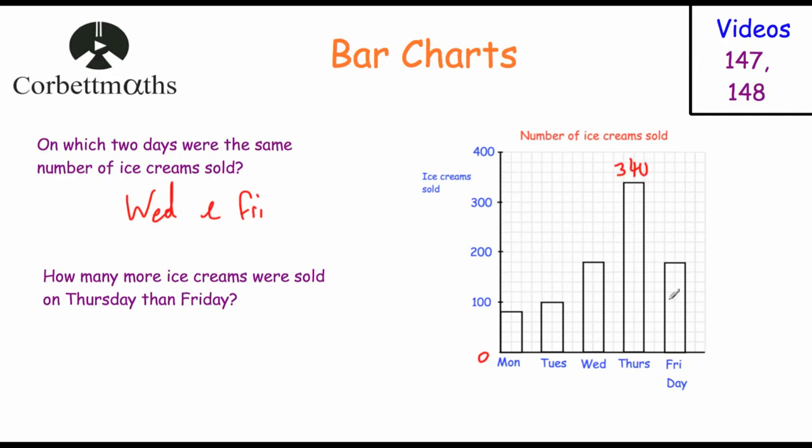And on Friday, well, we've got 100, then it's going to be 120, 140, 160, and 180. And then the next one would be 200, so yep, that's 180. So it says how many more ice creams were sold on Thursday than Friday. So if we take away 180 from 340, that would tell us how many more ice creams were sold. And that would be 160.